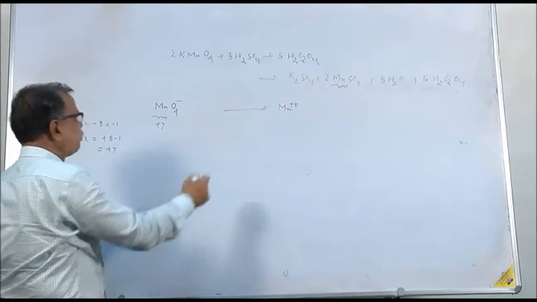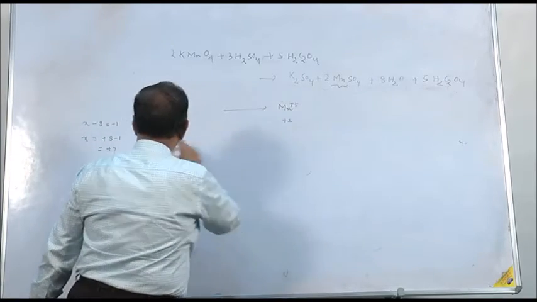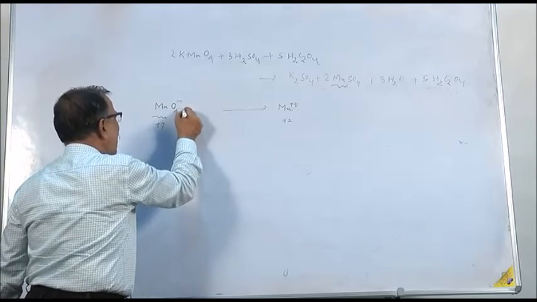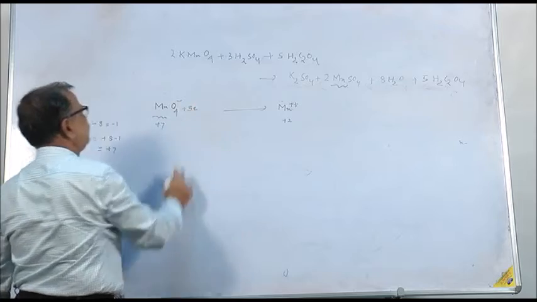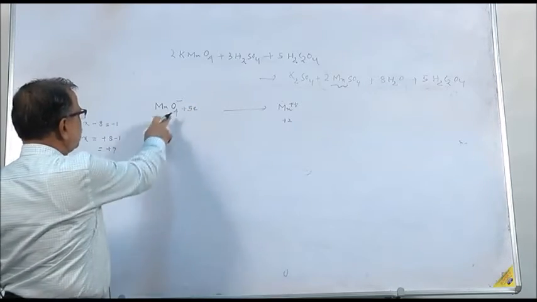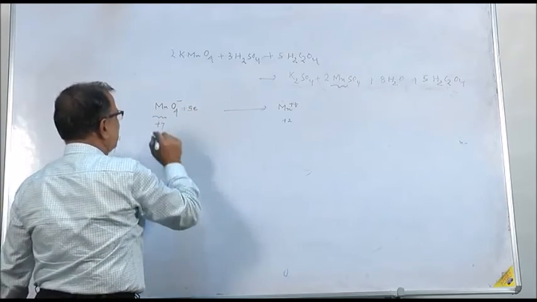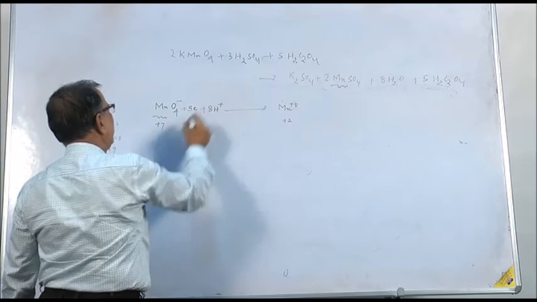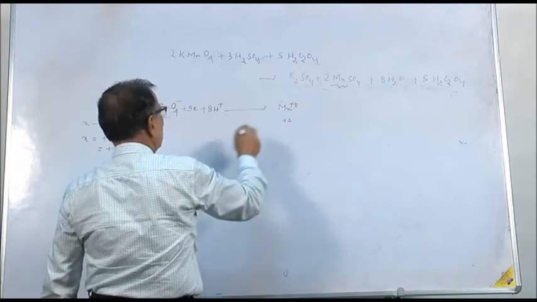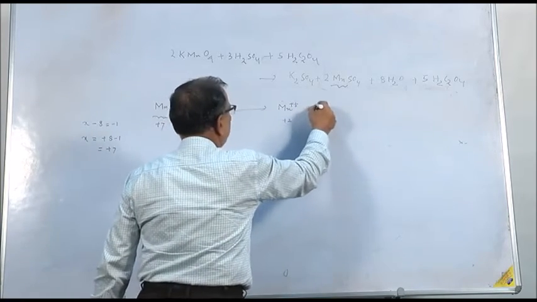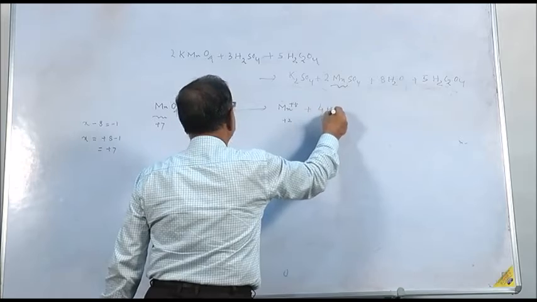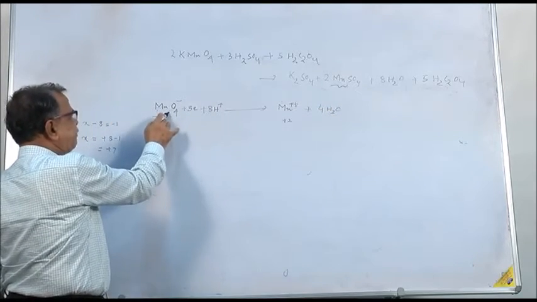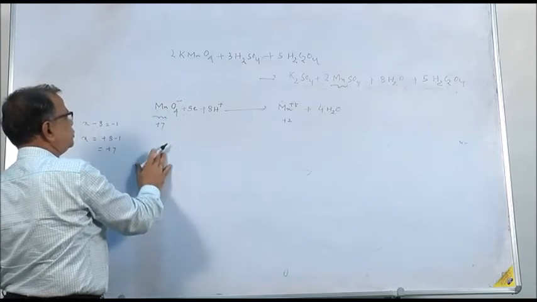MnO4 minus, plus 7 to plus 2, that means we have to add 5 electrons to balance, 5e. Now there are 4 oxygen atoms there, and the acid gives H plus, so plus 8H plus, it will be Mn plus plus, plus 4 H2O. So this is the ionic equation of acidified potassium permanganate.